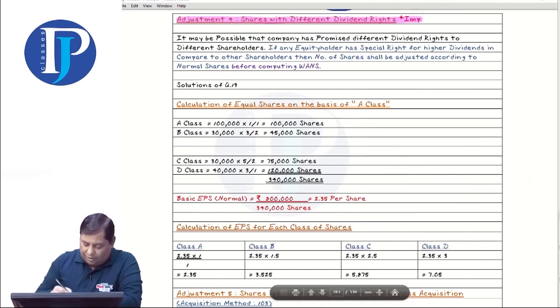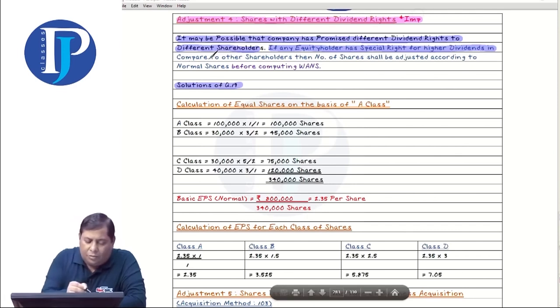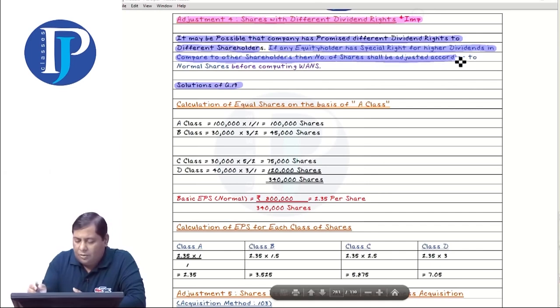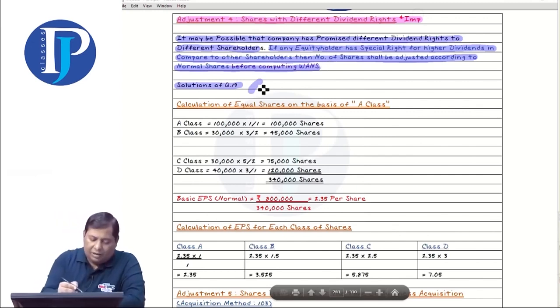We did these questions in class. These are not stories. We did question number 19 in class. In the question it is given that the company may have promised different dividend rights to different shareholders. If any equity holder has special rights to higher dividends compared to other shareholders, then the number of shares shall be adjusted according to normal shares before computing the weighted average. We will adjust the numbers. You can refer to question number 19.